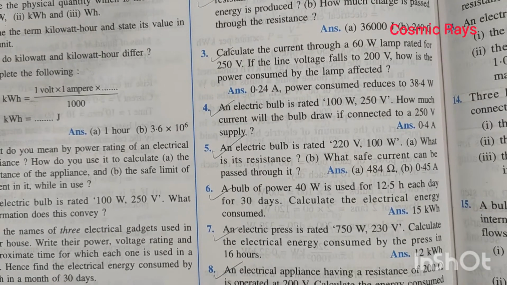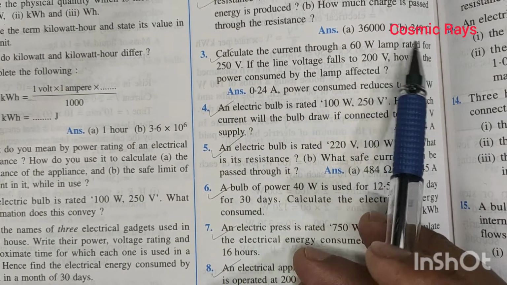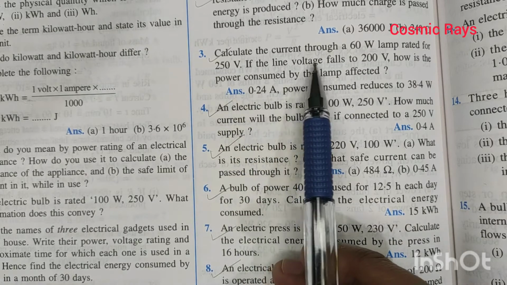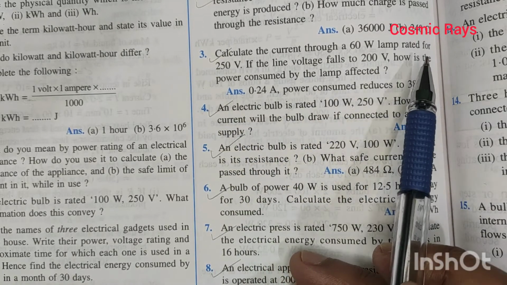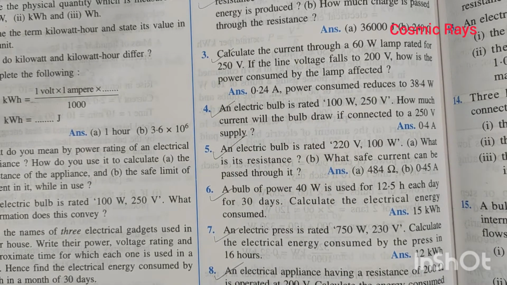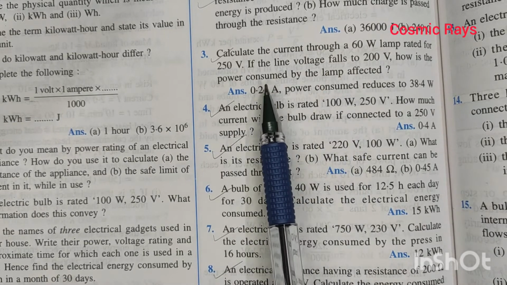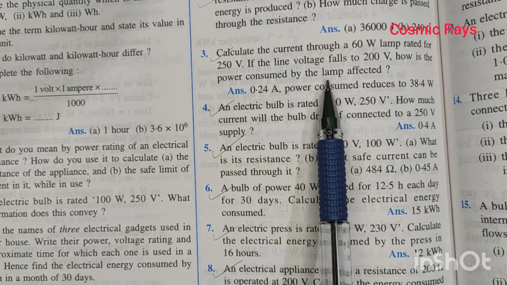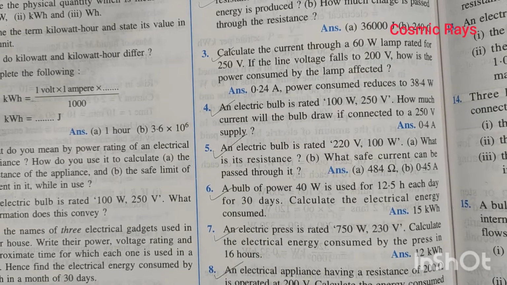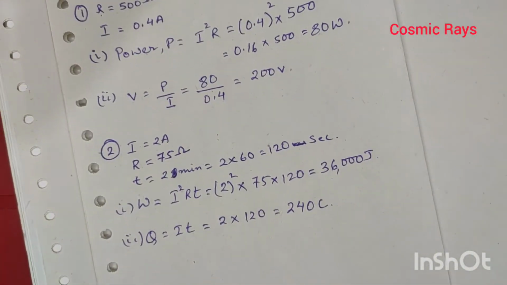Let's check the next question. It says calculate the current through a 60 watt lamp rated for 250 volts. If the line voltage falls to 200 volts, how is the power consumed by the lamp affected? Now for this question, first of all we have to find out the current, and then to find out the second part, that is how will the power consumed by the lamp be affected, we'll have to first find the resistance and then the power with the new voltage. So let me just write the given things first.